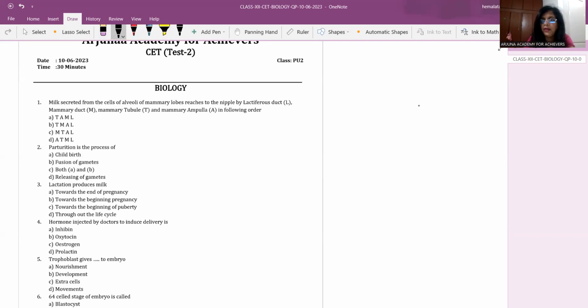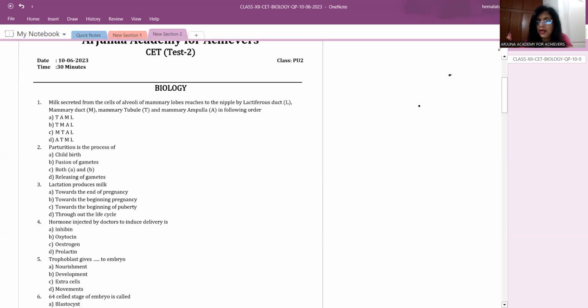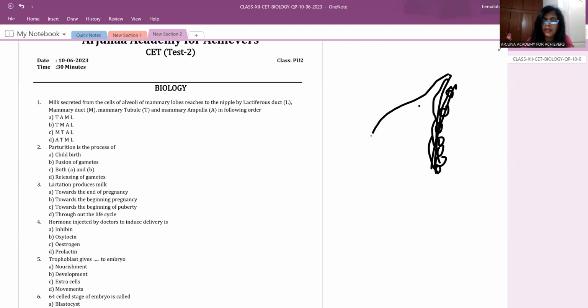So this is the human mammary gland. Here you get the ribs, right? These are the ribs, and you have the sternal muscles. And here comes your mammary gland, in a lactating mother. This is the nipple, and the lower part is the areola, right?